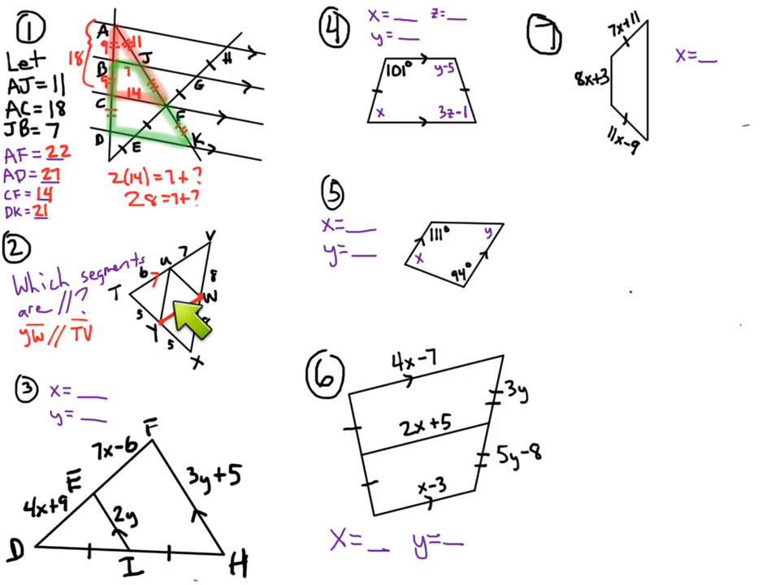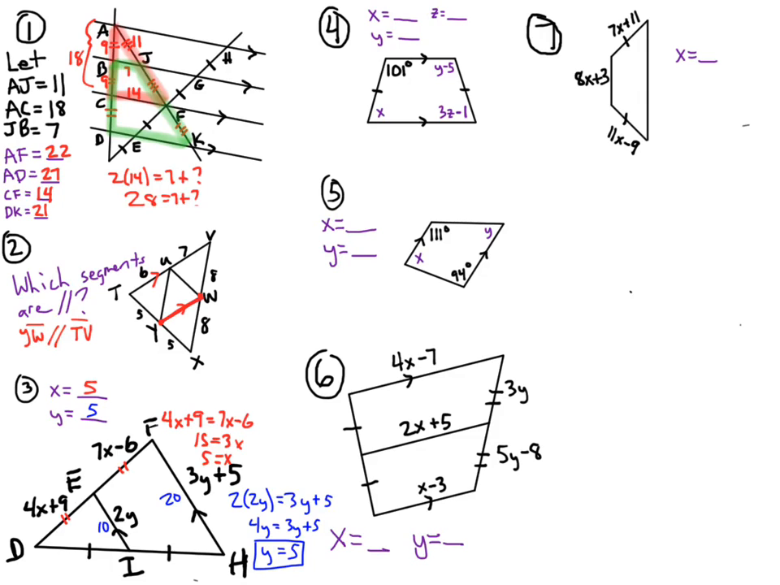Okay, next question involves a mid-segment. We've got I as a midpoint here, and it's parallel, so that means that E is also a midpoint. So we can set those two equal and solve for X. To solve for Y, EI is a mid-segment, so double the mid-segment is equal to the third side. So from that, we get that Y is equal to 5. That means that the length of the mid-segment is 10, and the length of the third side is 20, which, make sure you plug those answers back in so you can check your work.